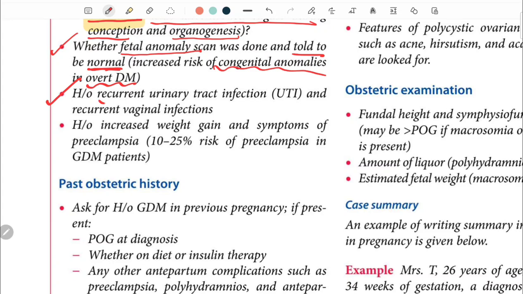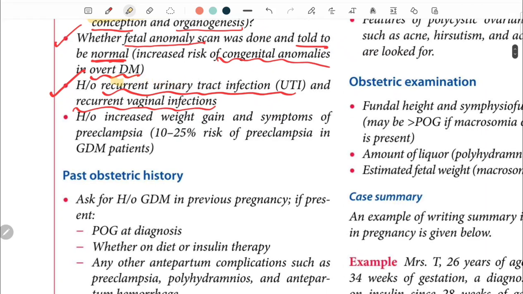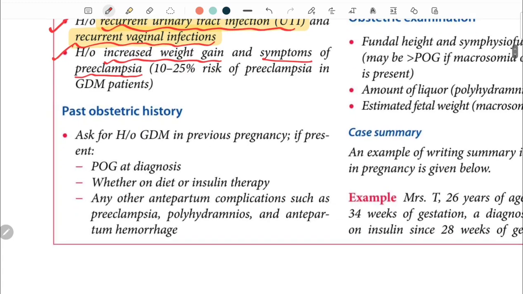History of recurrent urinary tract infection and recurrent vaginal infections. These two should be asked. Then history of increased weight gain and symptoms of preeclampsia. Very, very important. All the symptoms of preeclampsia such as proteinuria, blurring of vision, epigastric pain must be asked.